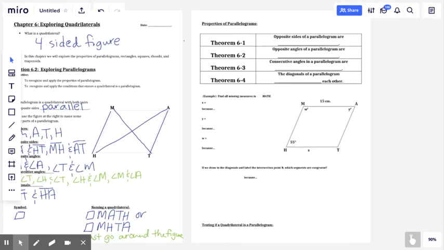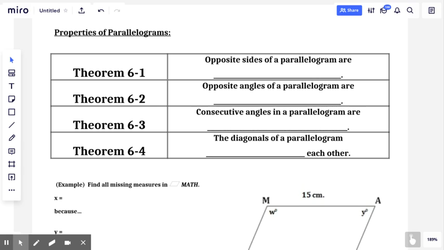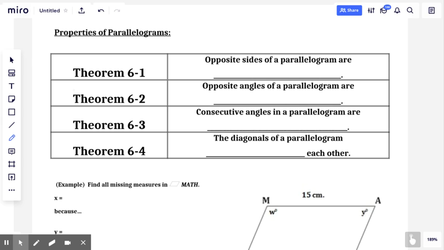So then we talked about some properties of parallelograms, and these are the properties that we're actually going to use to solve the problems. So we have a few theorems that we're going to talk about. The first one is that the opposite sides of a parallelogram are congruent. Remember that the opposite sides are always the same. Okay, opposite angles are also congruent, so they're the same measure.